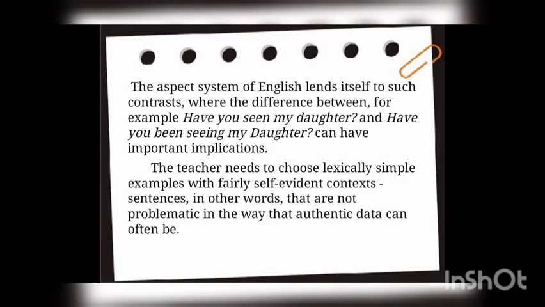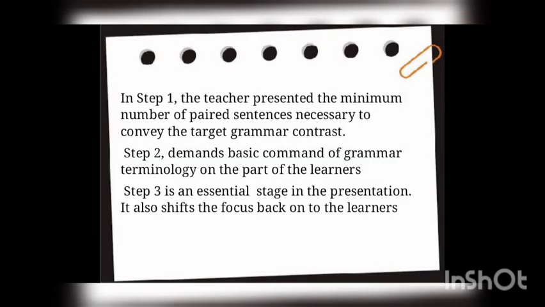The aspect system of English lends itself to such contrast, where the difference between, for example, "Have you seen my daughter?" and "Have you been seeing my daughter?" can have important implications. The teacher needs to choose lexically simple examples with fairly self-evident context sentences. In other words, that are not problematic in the way that authentic data can often be.